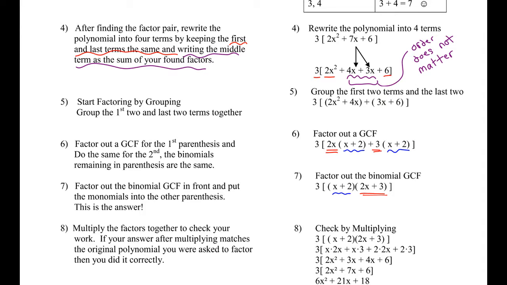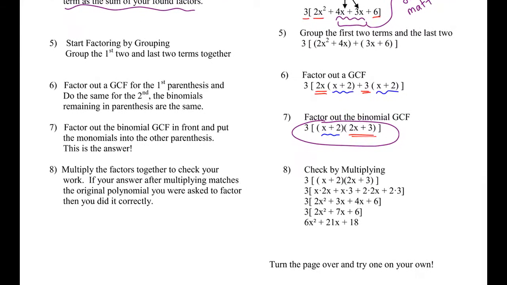This answer here at step number 7 would be your final answer. However, you can go through and check to make sure that you did get the right answer by multiplying back out. So you would have to FOIL the binomials together, and then after you simplified that, you could distribute the 3, and you just want to check that it's the same polynomial that you originally started with all the way at the top. Let's look at the next page and do an example together.